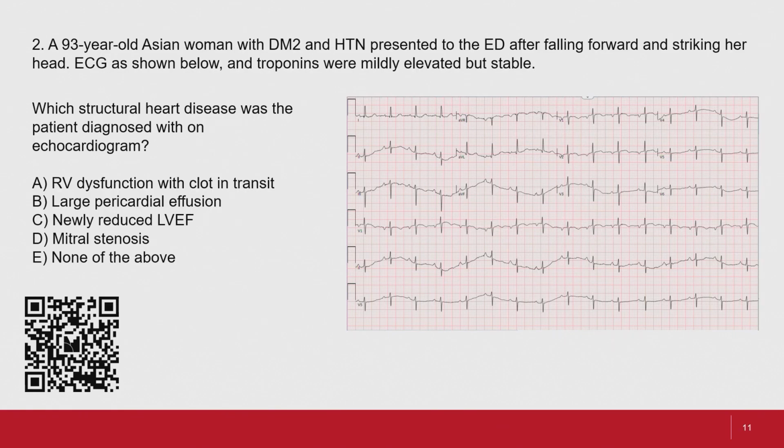All right. A 93-year-old Asian woman, type 2 diabetes, hypertension, presented to the ED after falling forward, striking her head. EKG is shown below. Troponins mildly elevated but stable. Which structural heart disease was the patient diagnosed with on echocardiogram, if any?